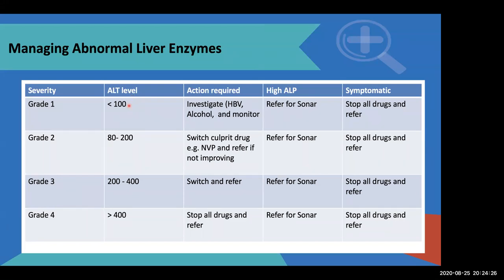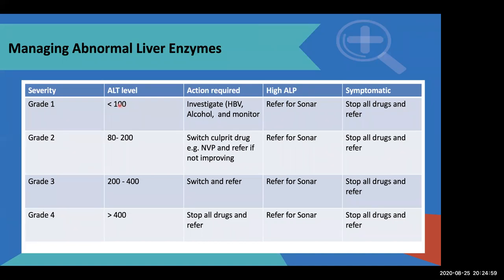So if a patient is abusing alcohol, your ALT might be high. If they've got hepatitis B, your ALT might be high. If they are using traditional medicines, right, your ALT might be high. So depending on the level of your ALT, right, you need to act in a certain way. So if your ALT is less than 100, so grade one, it is more the group of patients that you can manage at the primary care level as a nurse without necessarily asking a doctor a lot of questions.